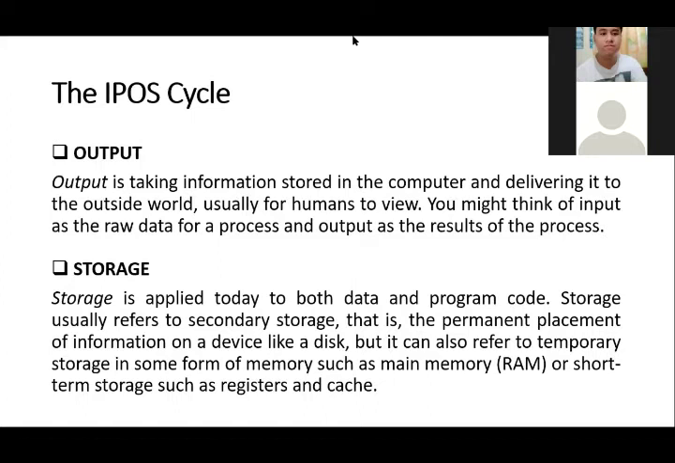Output is taking information stored in the computer and delivering it to the outside world. Usually for humans to view, you might think of input as the raw data for a process and output as the result of the process. Okay, thank you, J. Mark. So output is, again, the result of your process data.